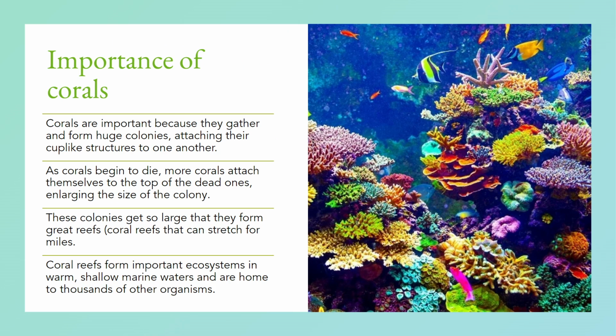And coral is very important. Even once coral dies, it leaves its exoskeleton, and that's going to become essentially the substrate or the rock bed from which new coral can attach themselves. So as corals begin to die, more corals attach themselves to the top of dead ones. That enlarges the size of the coral colony, with only the topmost or outermost portions of the coral bed being alive. But that creates colonies that are so large that they form reefs. And great coral reefs can stretch for miles. And they become really important ecosystems, especially in warm, shallow marine waters where they're home to thousands of organisms.